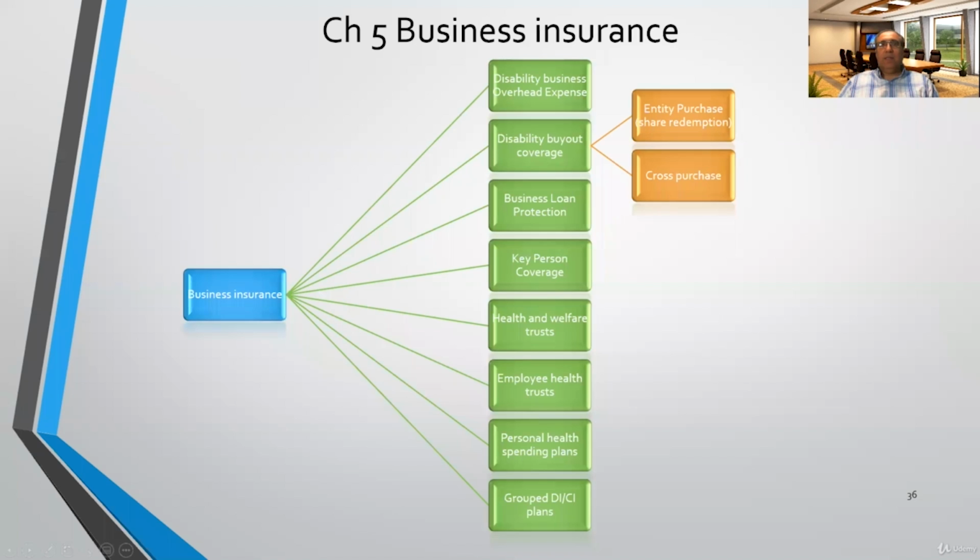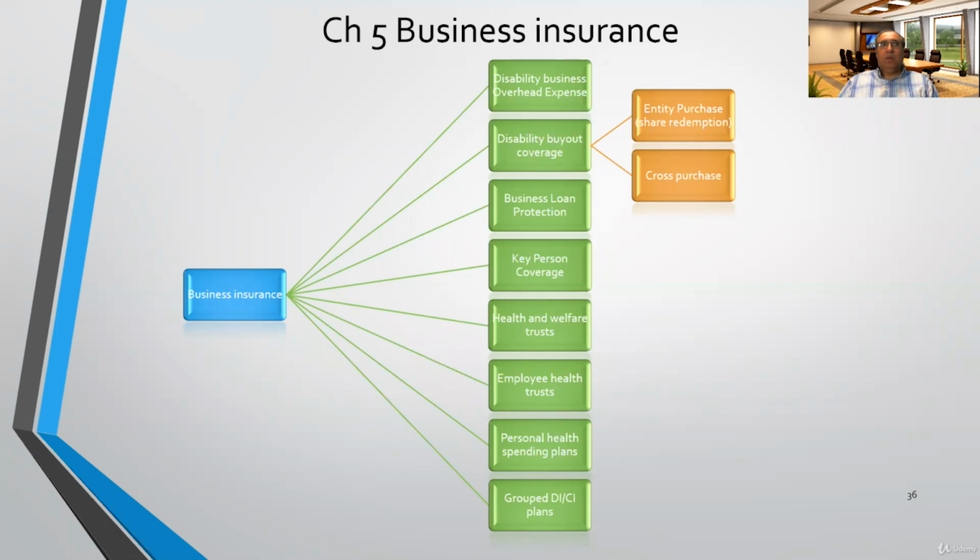The business insurance we're talking about is in the case of the owner or a key person becoming disabled. In that case, the business will have trouble. So we're going to look at that in more detail. We're looking at all these different types of business insurance in this section, which includes disability business overhead expense, which covers the essential expenses to keep the business afloat if the person who is running the business becomes disabled. Then we have disability buyout coverage, which is for partners.